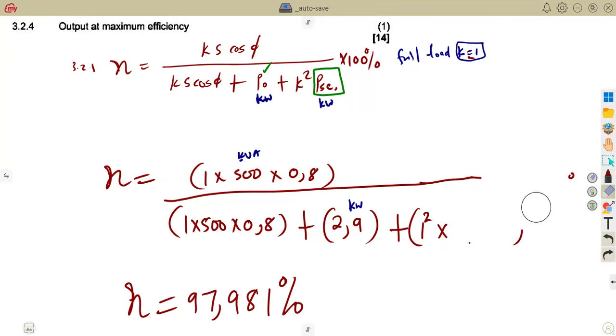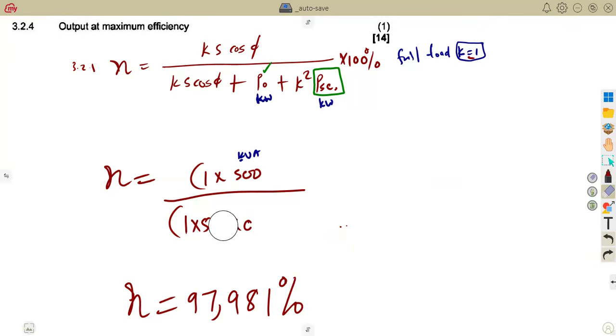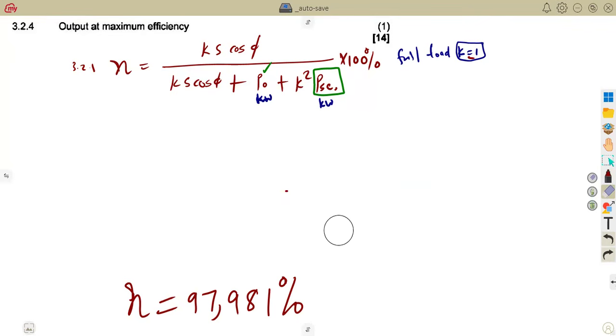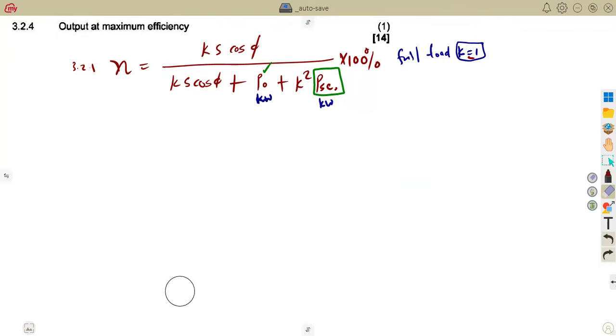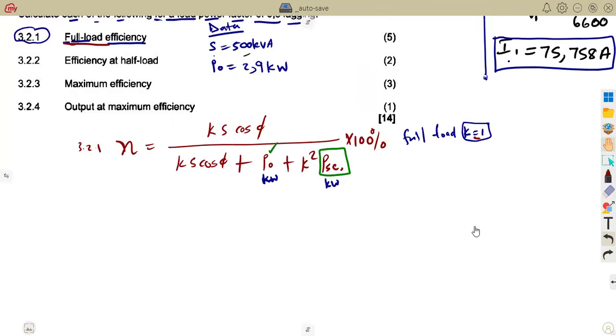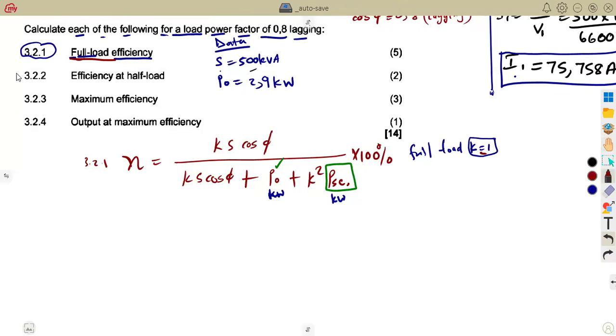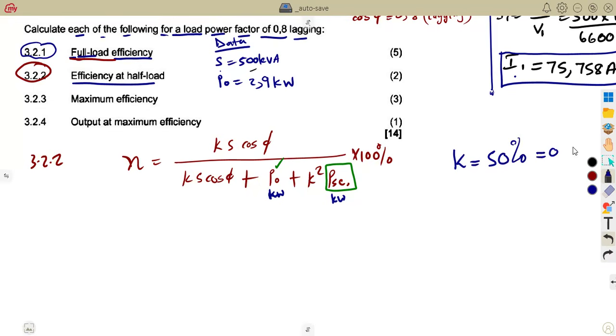So please do more questions. You can figure out past exam papers. Just try to figure out how they ask these typical questions. So 3.22, the efficiency at half load. This time it is at half load, so what is just going to change is the K. Remember, at half load, the K is equal to half, that's 0.5, 50%. As a decimal, 0.5. This is the only part that is going to affect our question.